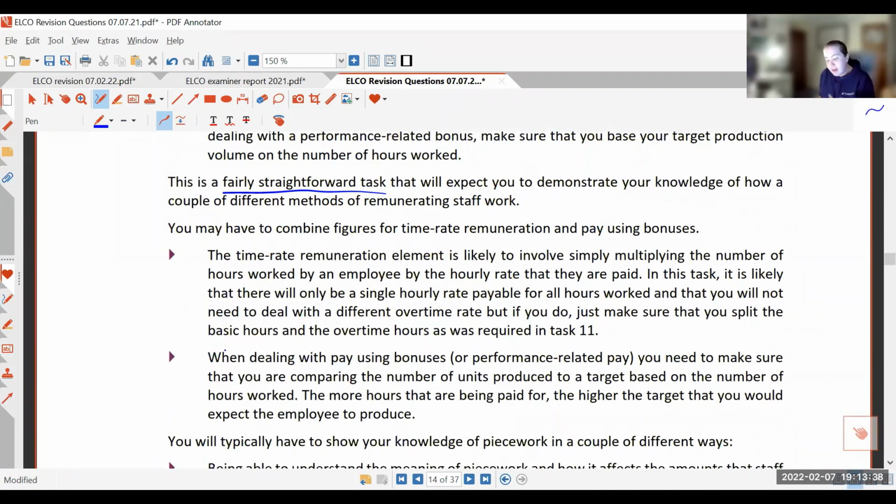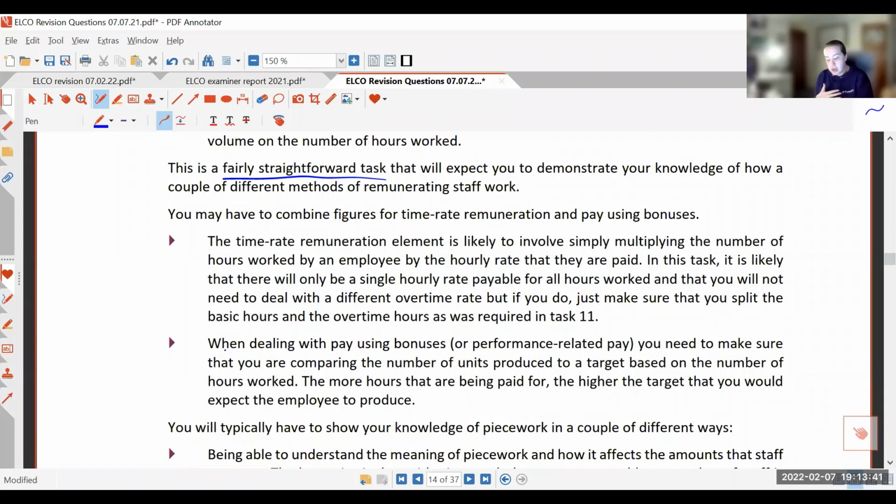As we said, you may have to combine your time rate with your piecework on the bonuses. We will have a look at questions like this, but just to highlight again the important bits: if you're doing time rate, you're looking at multiplication of hours by an hourly rate. So really nice and easy, basic multiplication, which is lovely. They won't do anything difficult. They won't give you different rates of pay. It will be one set rate, and that's really, really nice.